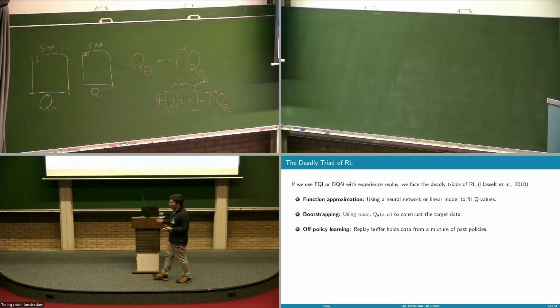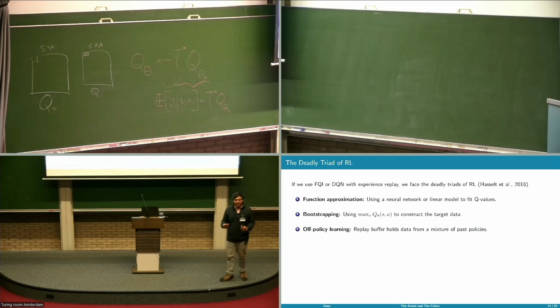And what are the deadly triads of RL? Here you are using function approximation, some neural network, some linear regression or something. For Q, you are bootstrapping. You are using this max over A of Q theta (S, A), which is really an outcome of Q theta itself, to construct the target data. And then you are doing off-policy learning. Since you don't want to become sample hungry, you are not sampling again and again. You are using data collected from the previous episodes to do your regression.